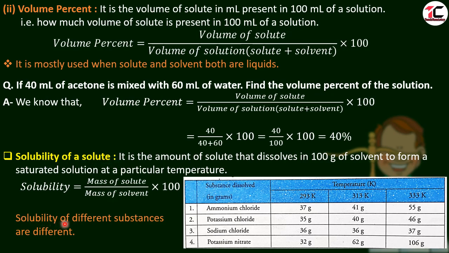Solubility of different substances are different. We can see in the table. Ammonium chloride, its solubility is 37 gram at 293 Kelvin. Potassium chloride 35 gram. Sodium chloride 36 gram and potassium nitrate 32 gram. So different substances have different solubility at a fixed temperature.